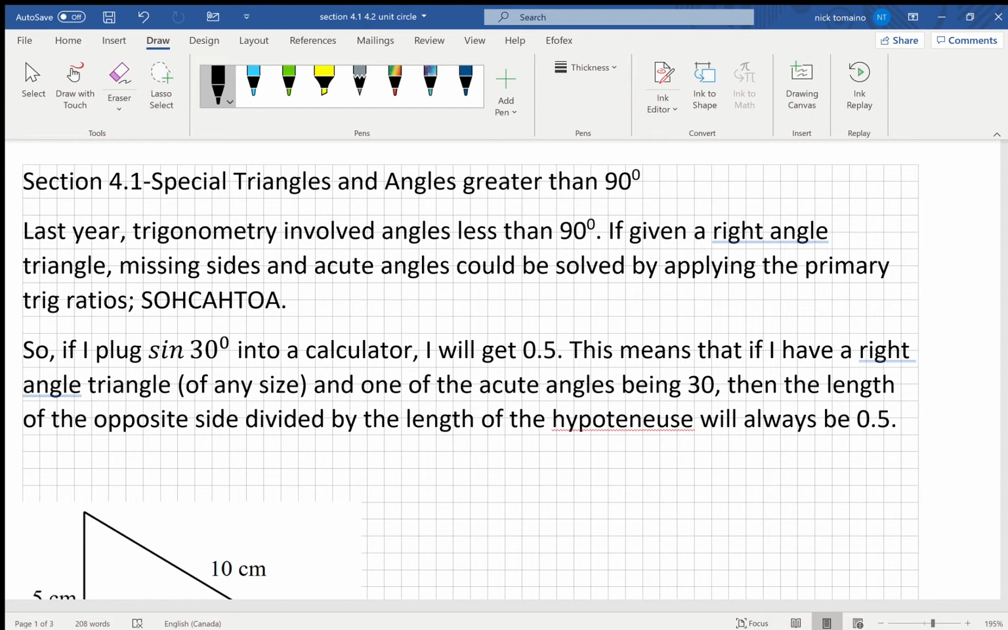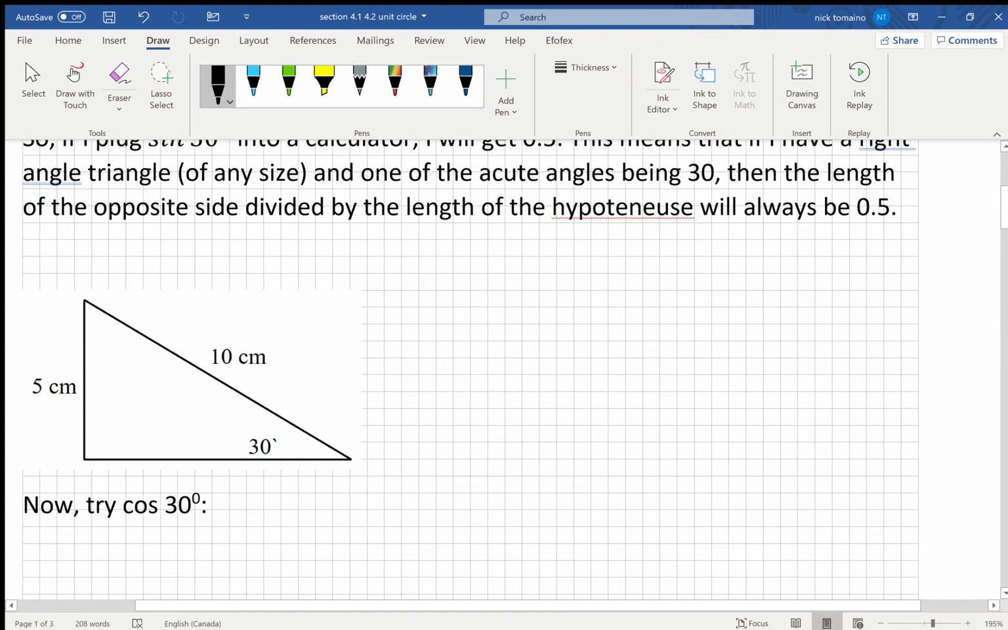get 0.5. So this number means that if I have a right angle triangle, doesn't matter how big or how small the triangle is, and one of the acute angles being 30, then the length of the opposite side to that angle divided by the length of the hypotenuse will always be 0.5. Again, it doesn't matter if it's a triangle that's this big, or this big, or this big. If that angle is 30, then the length of the opposite to this angle, which is across from it, right here, divided by the length of the hypotenuse will always be 0.5.